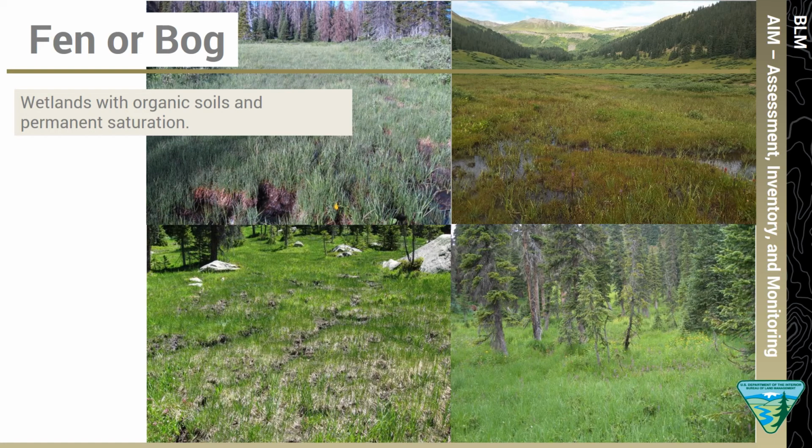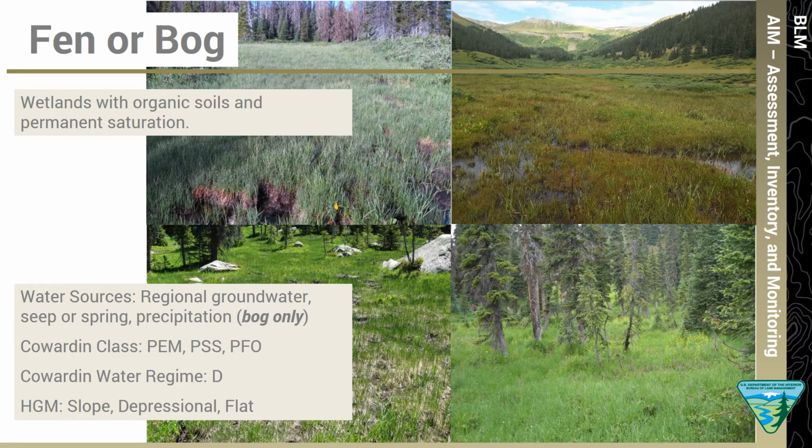In the Cowardin classification, they are either PEM, palustrine emergent, PSS, palustrine scrub-shrub, and occasionally PFO, palustrine forested. The only Cowardin water regime is D, permanently saturated. That is the defining characteristic of fens and bogs. The HGM class is typically slope, but can be depressional or flats in Alaska.